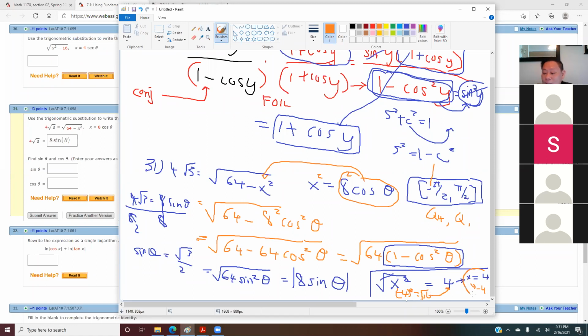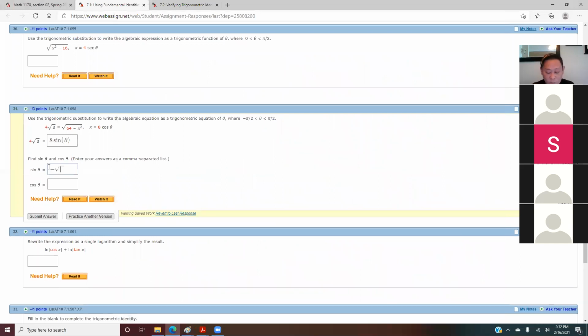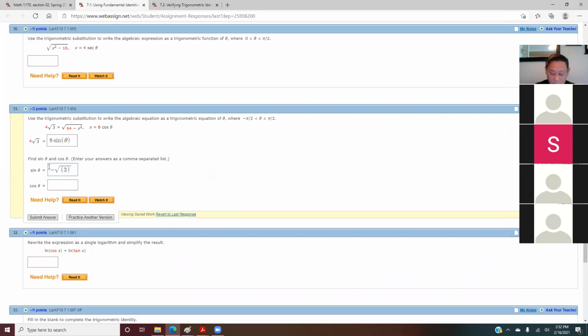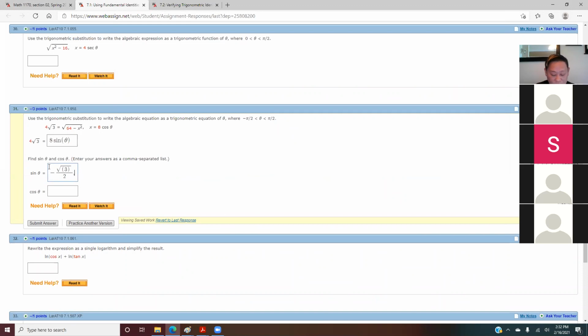So that's why when you have this, what we call an absolute value, it means you'll have both a positive and a negative answer. So for sine theta in this case, you will have root 3 over 2, but you have two answers, positive and negative. Because of the quadrant, the positive is in quadrant 1, and the negative is in quadrant 4. So that's the reason your sine theta in this case has two answers. One is positive square root of 3 over 2, and the other one is negative square root of 3 over 2. You guys with me here?